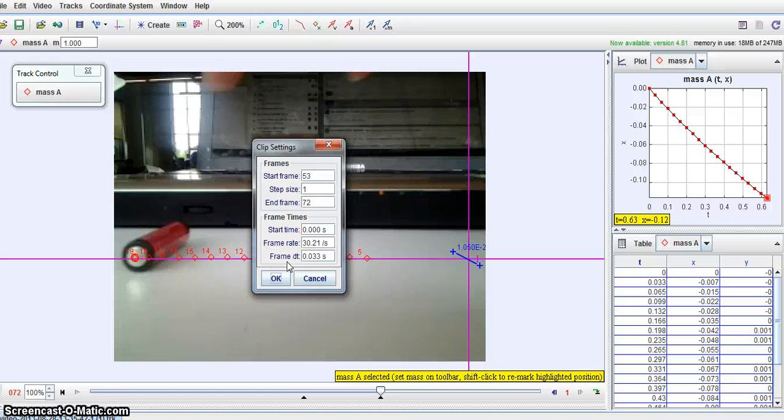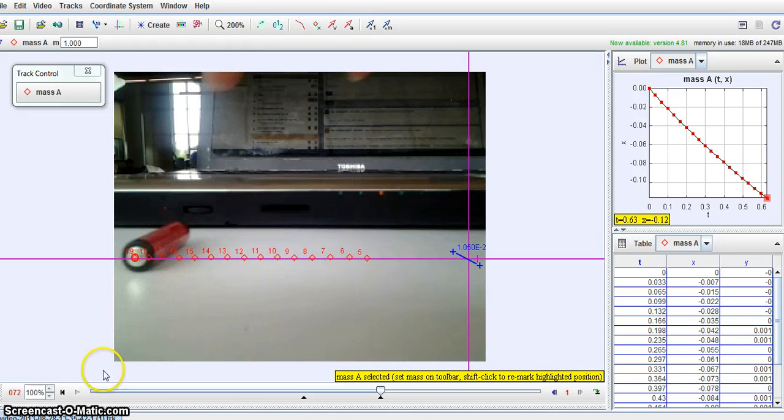I started my frame at 53 because this is when, after I pushed, I instilled initial force to the battery, this is when it finally achieved a constant velocity. I stopped the frame at 72 because it started to decelerate because it lost momentum, and I didn't want that to be accounted in the constant velocity.